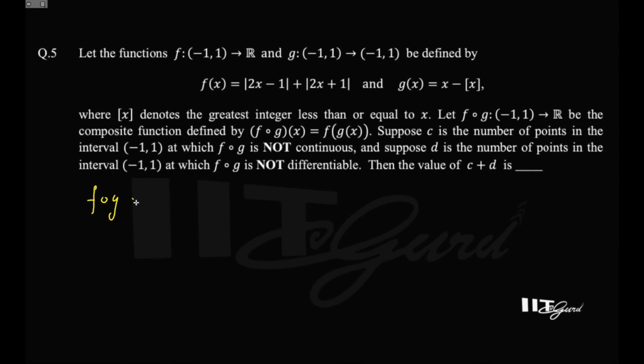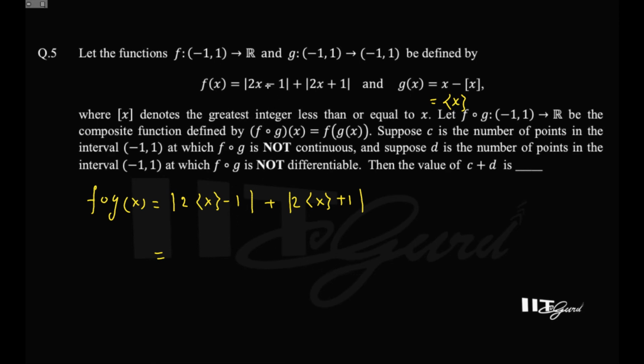Let's say g(x) is the fraction part of x, that is x minus [x] is the fraction part of x. You better write the fraction part of x over here. So fog of x will be mod of 2 times fraction part of x minus 1, mod, plus 2 times fraction part of x plus 1, entire mod. Okay, so now redefine this function once. The domain is -1 to +1, where the definition changes.